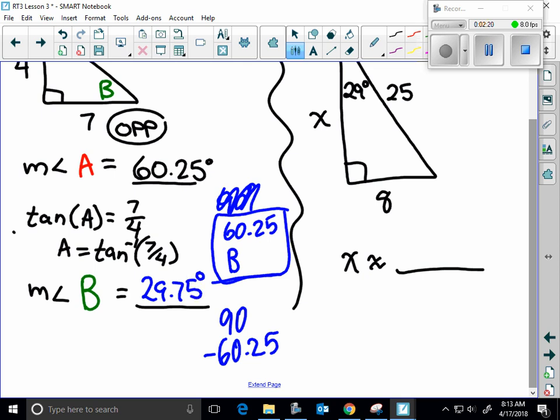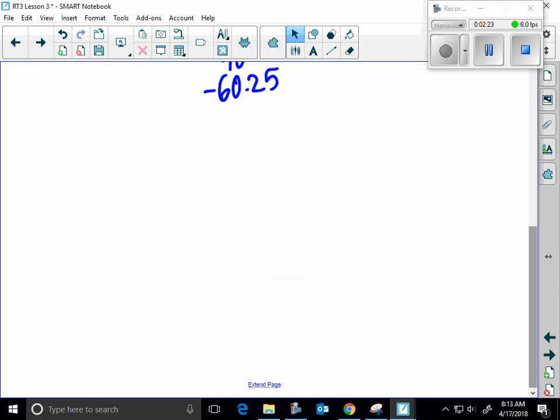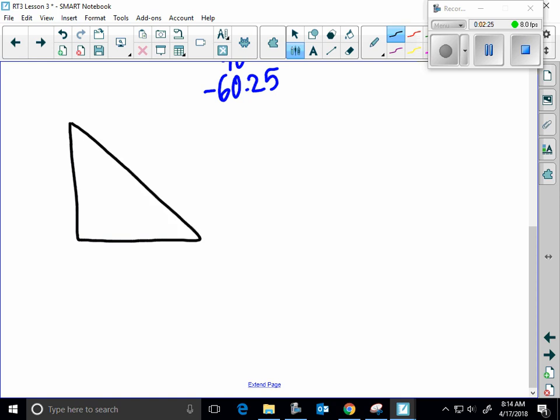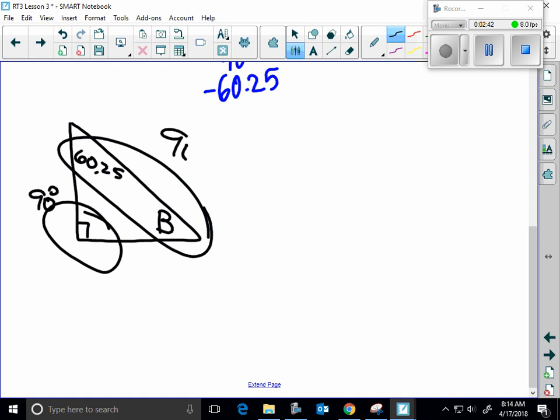What did I do? Okay, I might not have laid that out very well. Let's look at it again. We said this was 60.25, agreed? We said this is 90, and we wanted to know the measure of that. Well, how much is this worth? 90. So if the 3 of them are 180 and that's 90, the 2 of these have to be worth the other 90. So 90 minus 60.25 will give me B. That'll always be true in right triangles. So I think what we said was 29.75 for the other angle measure.